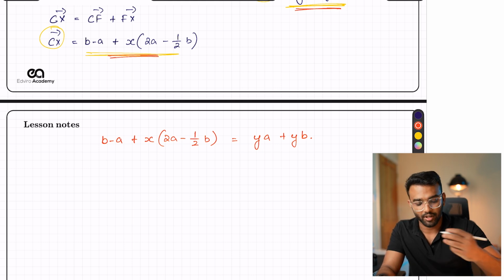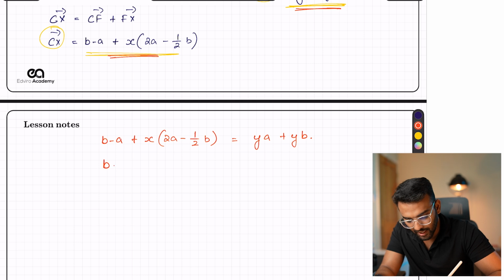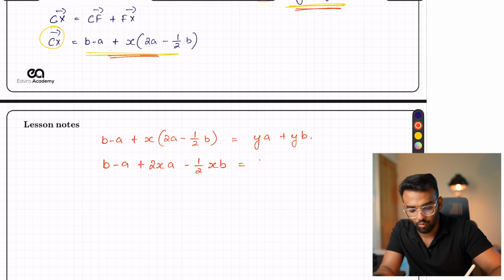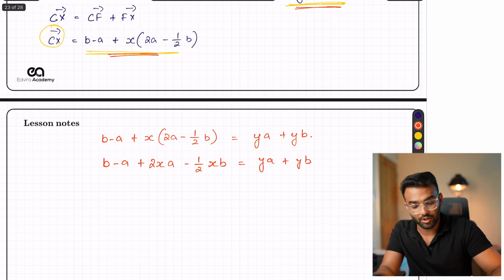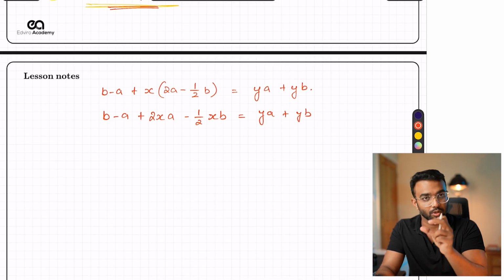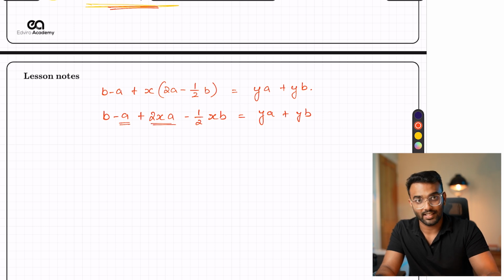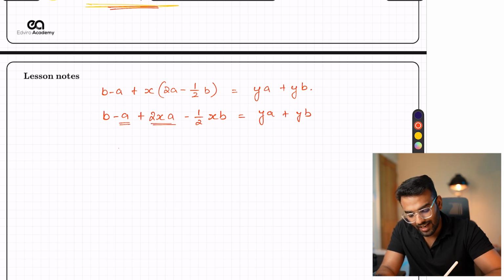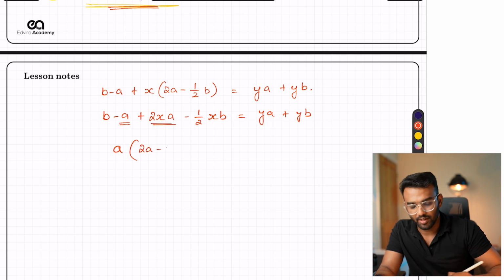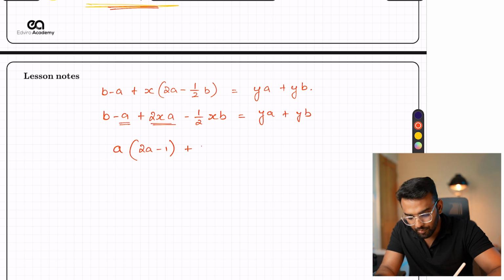Over here on the left hand side, we are going to expand the bracket, of course. So b minus a plus 2xa minus half xb must equal to ya plus yb. And I'm also going to group them together because we need the coefficient. So watch this. We have minus a and minus 2xa here. So what if I took an a out, just an a out, it will look like 2x minus 1, all right? Plus, if I took a b out, I'm factorizing, it would become 1 minus a half of x.